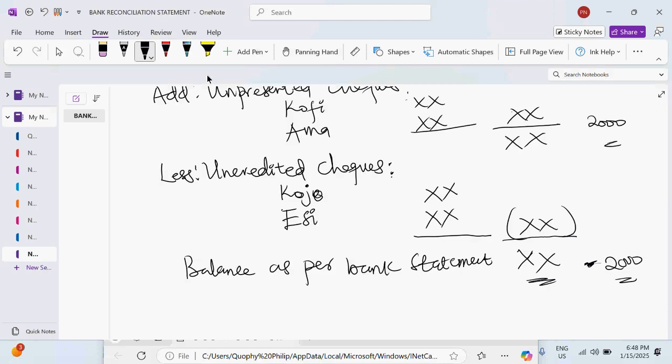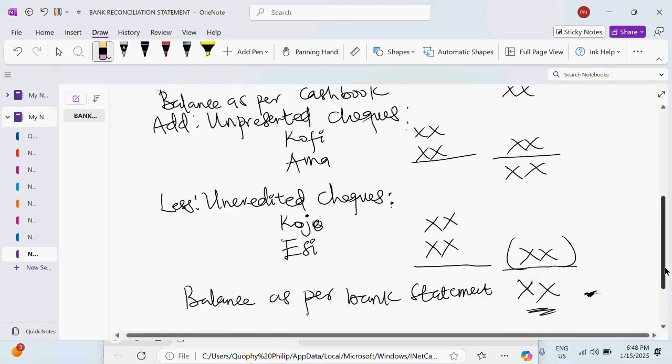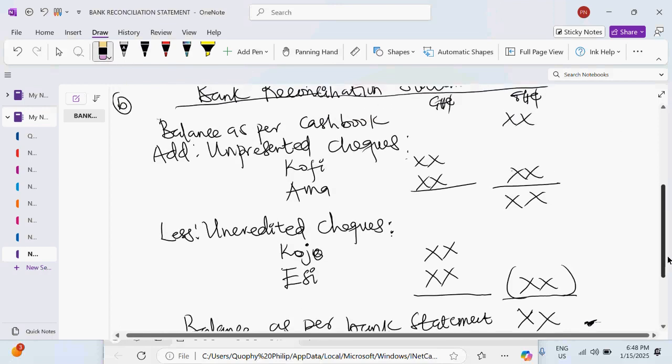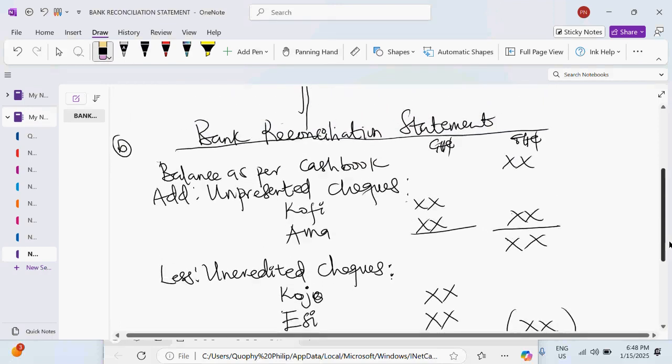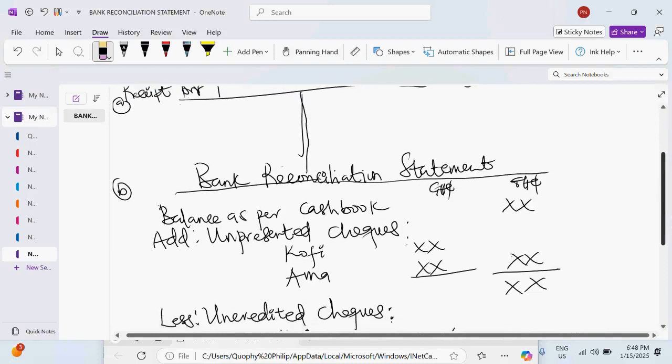Right? So it should be 2,000. Then you know that whatever you are doing is correct. But if it is not the same amount as whatever you're doing, it means there's an error somewhere. So this is the normal general format of the bank statement, bank reconciliation statement, and also the cash book, right?